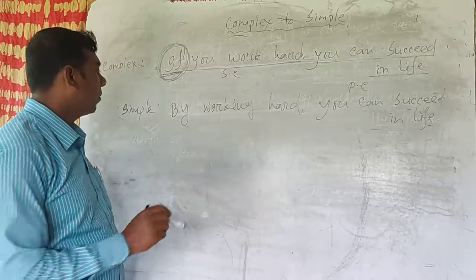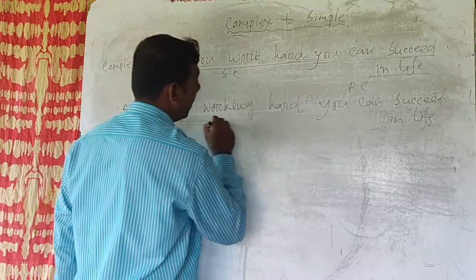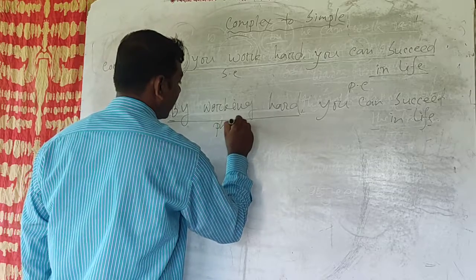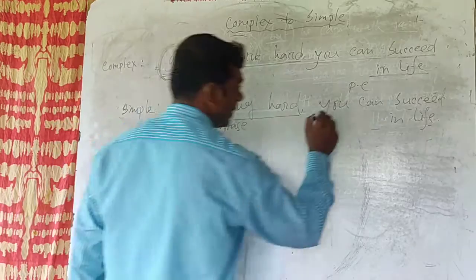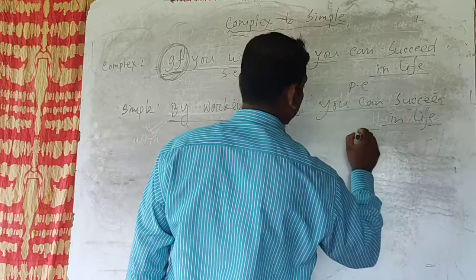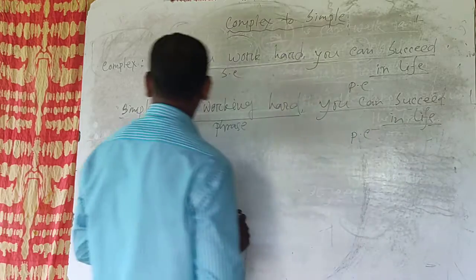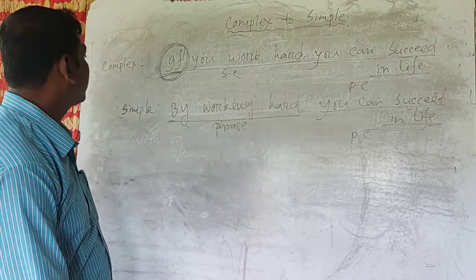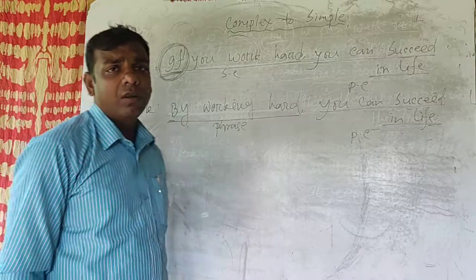Dear student, look at the blackboard. By working hard is a phrase and you can succeed in life is a principal clause. So it's a simple sentence. In this way, we can change complex to simple.